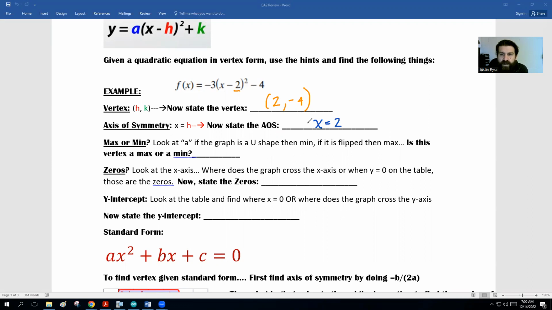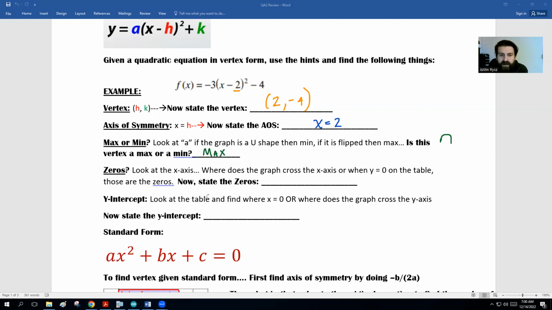All right, to determine whether the graph has a minimum or maximum, we're going to look at the a. If the a is positive, it's a U shape. If it is negative, then it is a sad face. So if we look here, a is -3, meaning the vertex is a max.